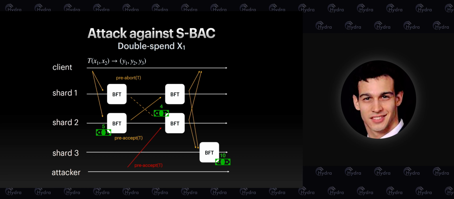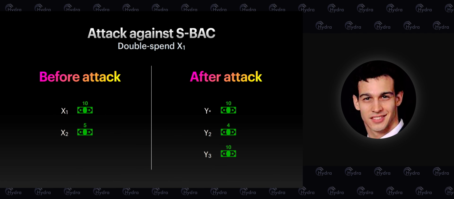Shard 1 may not be fooled in the sense that it remembers its own decision, namely pre-abort, and so it does not create Y3. But that's still a problem. What's the output? Before the attack, we had two input objects, X1 and X2. And now we have some more coins. We have Y tilde, the account where we transferred the original X1, and then this hybrid position where Y2 has been created and Y3 has also been created. So as a result, we now have 24 coins, while before we had 15.